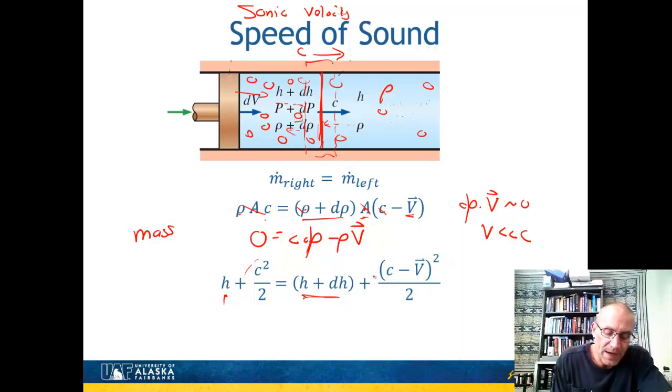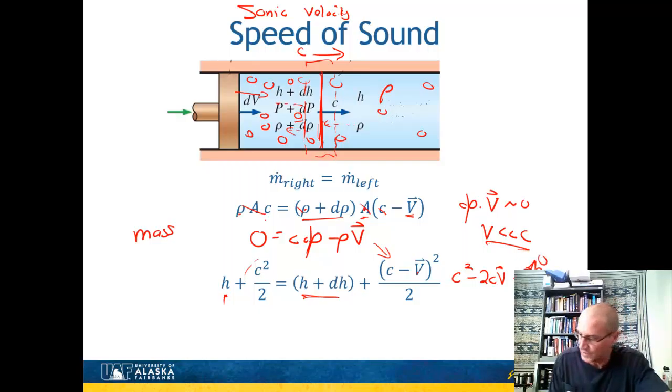And then I've got my kinetic energy term here as well, and again, I'm going to be subtracting V from the velocity C. So if I take the C minus V term and square it, you'd have C squared minus 2CV plus V squared. And again, since the velocity is much less than the speed of sound, this term, once I square it, tends to be pretty small, so I can go ahead and neglect that term.